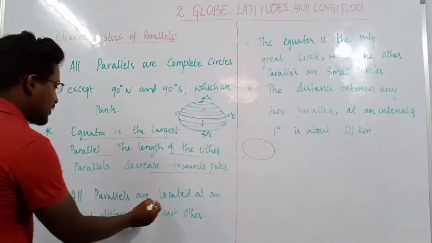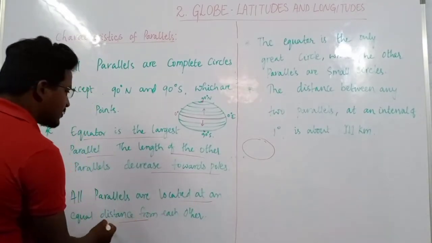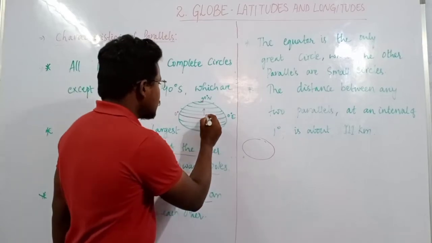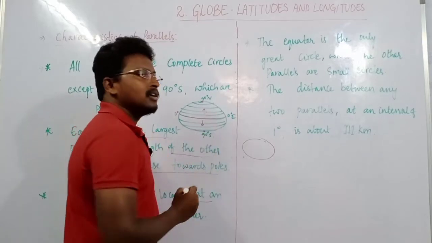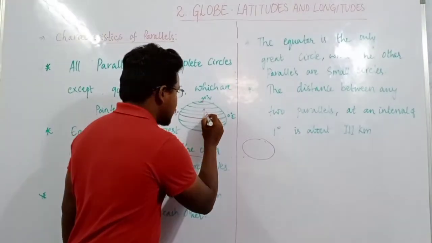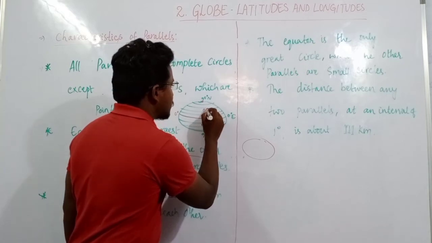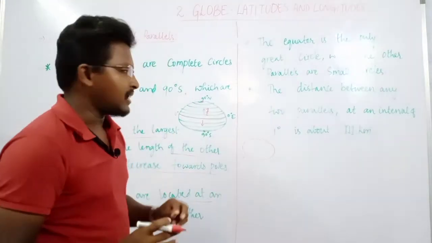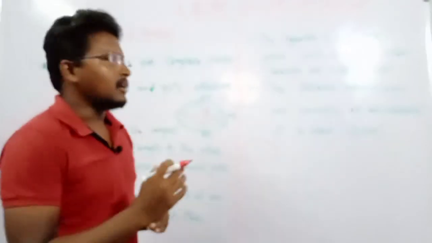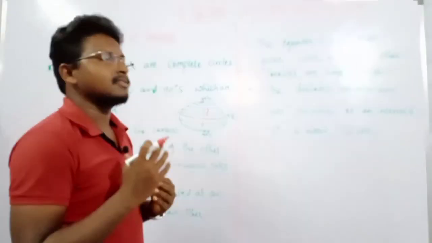Then all parallels are located at an equal distance from each other. That means the distance between each parallel is the same. From here to here the distance is the same, and from here to here also the distance is the same. So between each parallel, the distance is similar.